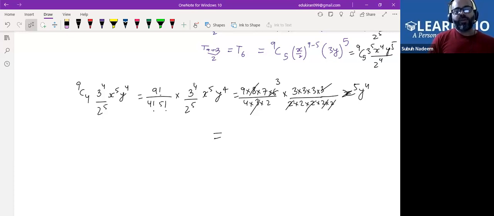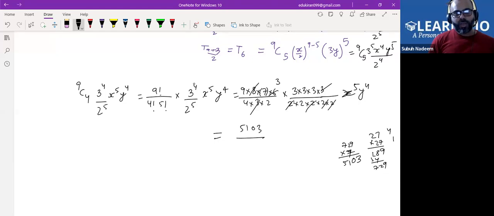So what is 3 to the power 6? 27 into 27, 729. And when you multiply 729 with 9, with 7, of course, the 7 is there here. So 7, 9, 63, 6 carry, 22 carry, 51. So it is 5103 upon.